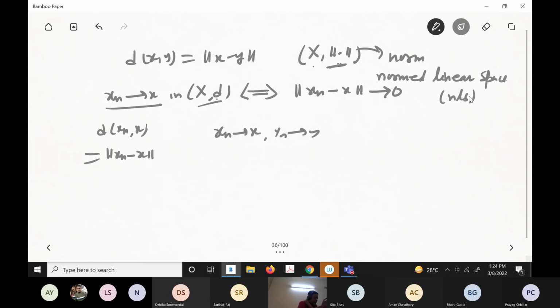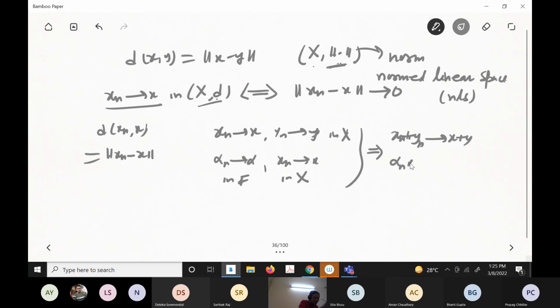Norm means this. Then you can easily prove that if alpha n is a scalar in F and xn goes to x in the metric topology of X, it implies that xn plus yn goes to x plus y and alpha n xn goes to alpha x. You can prove it the way you proved it on the real line. So vector addition and scalar multiplication are compatible. If you have this, then this is called a norm, and this is called a normed linear space.